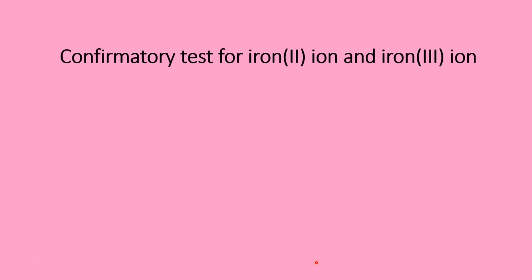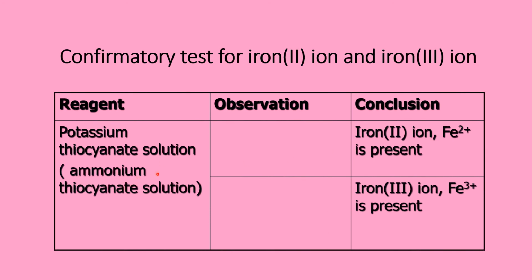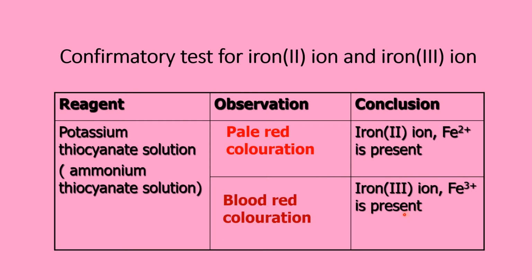Confirmatory test for iron 2 plus ion and iron 3 plus ion. Oh, we have another reagent. Okay. Page 20 actually. Sorry, page 17, okay? Potassium thiocyanate solution. Sometimes we use ammonium thiocyanate. With iron 2 plus, it will give you a pale red coloration, and iron 3, a blood red coloration.